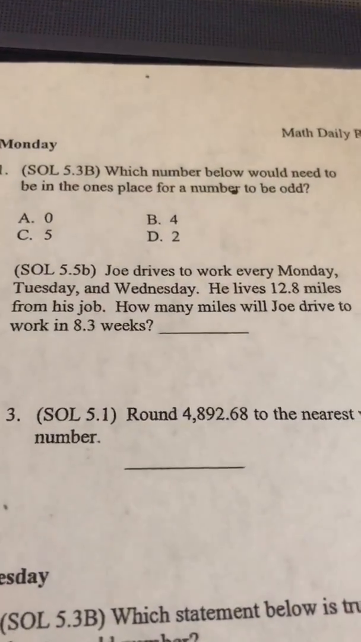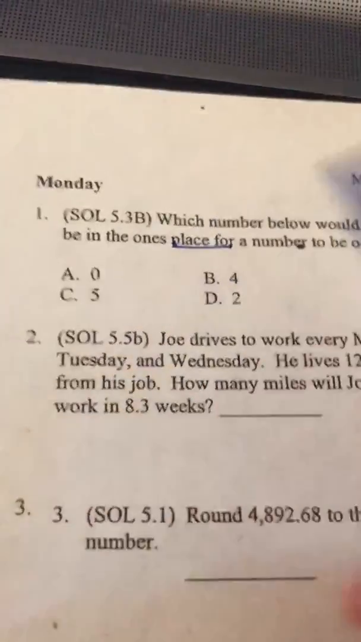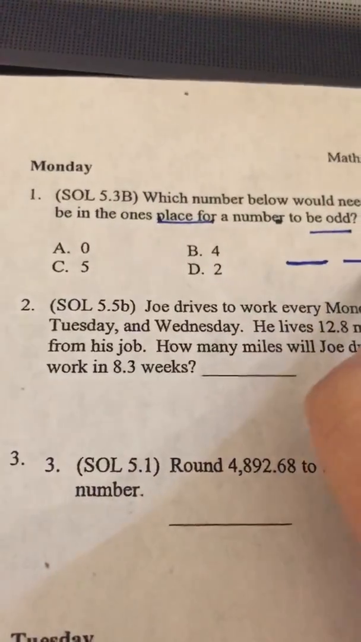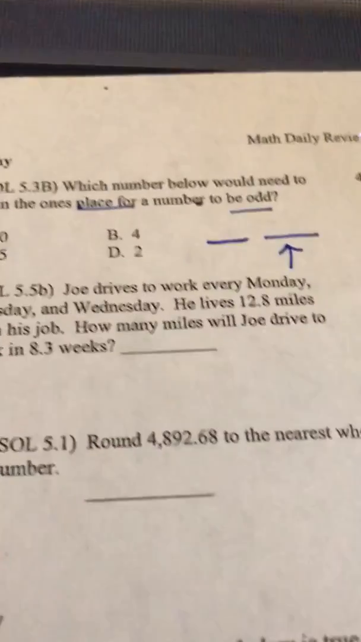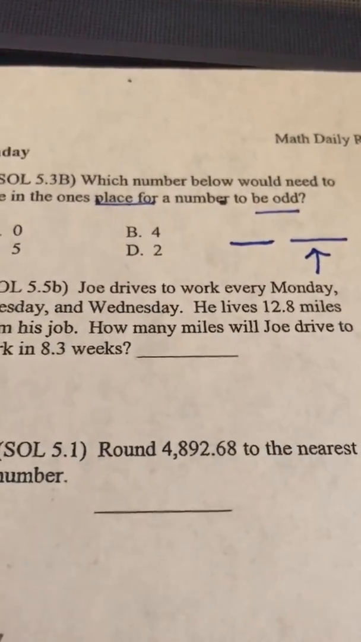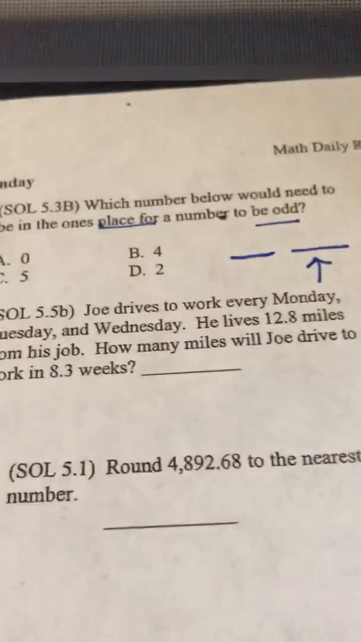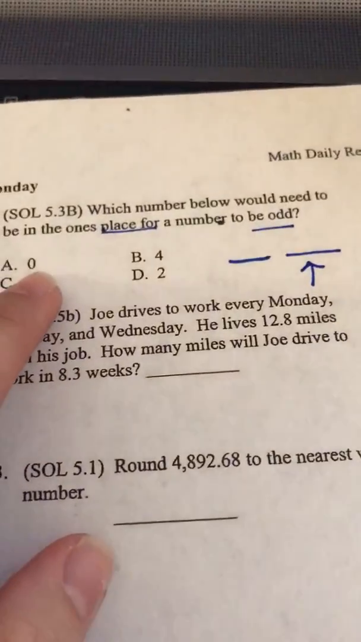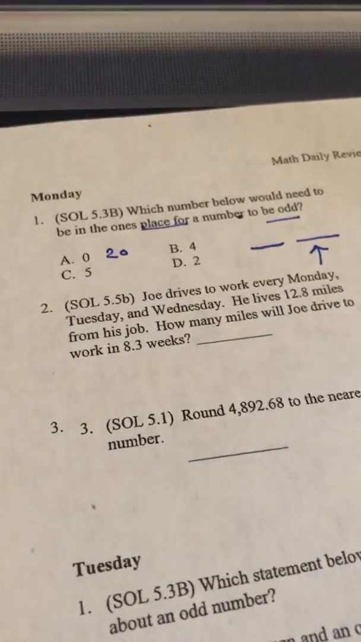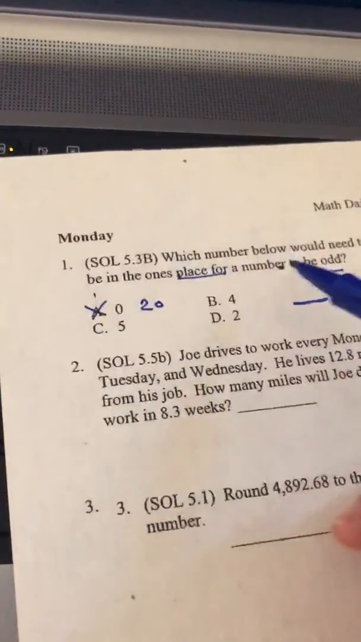So number 1 says, which number below would need to be in the ones place for a number to be odd? So let me set up a 2-digit number and I'm going to show you that this is the ones place. So for example, if you made the number 15, the number 5 would be in the ones place. So let's say we're going to make a 2-digit number and the ones place is going to be 0. So for example, we could make the number 20. Is that odd? No, not odd.